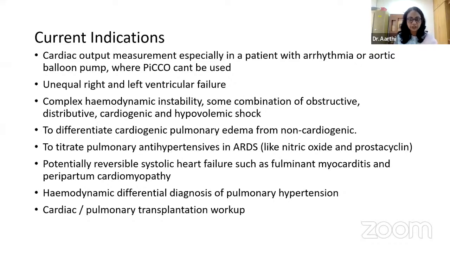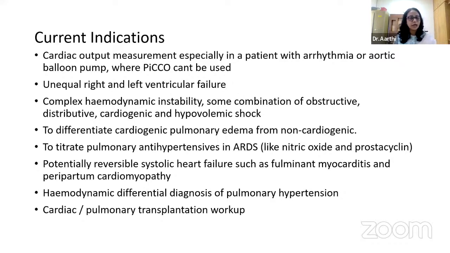There are certain indications where the pulmonary artery catheters will give us additional information about the patient's hemodynamic status. For example, cardiac output measurement, especially in patients with arrhythmias or an aortic balloon pump, where other invasive hemodynamic monitoring devices cannot be used, the pulmonary artery catheters can give us an insight into the hemodynamic status of the patients. Also unequal right and left ventricular failure, and complex hemodynamic instabilities where the patient presents with a combination of shock features like obstructive, cardiogenic or hypovolemic shock. It's a combination of scenarios where the pulmonary artery catheters still have a role.